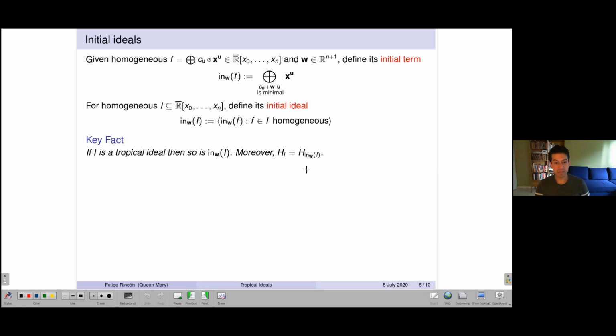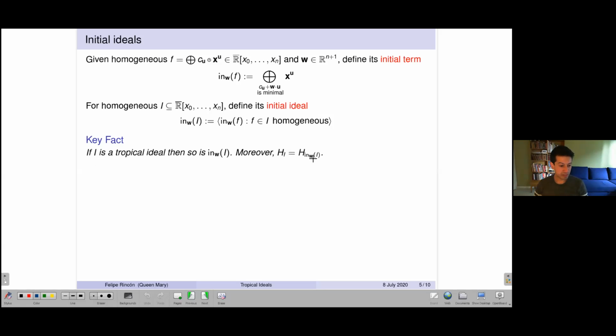All right, so we have a way of simplifying our ideals by taking initial ideals, which allows us to deform our ideals to something simpler while preserving the property of being tropical and of having the same Hilbert function.